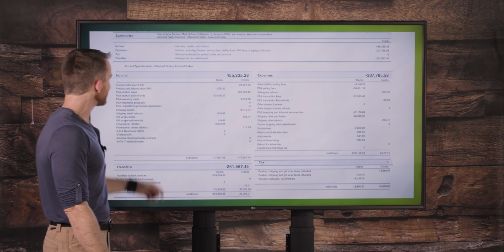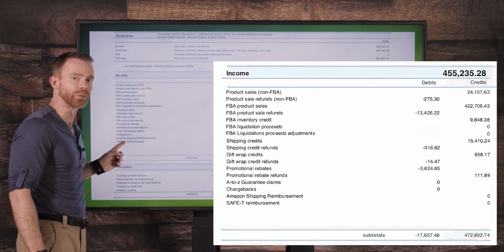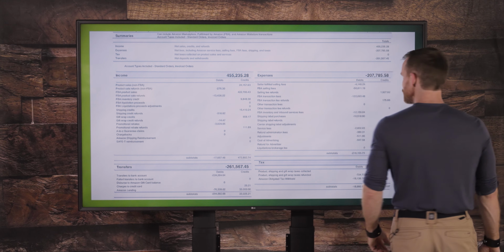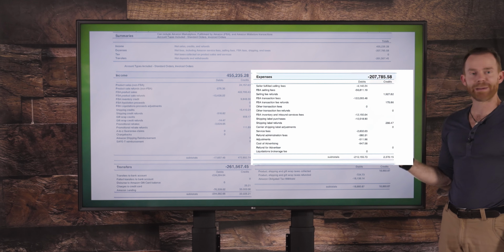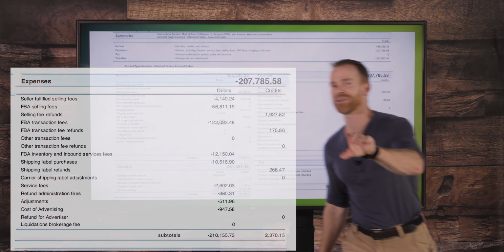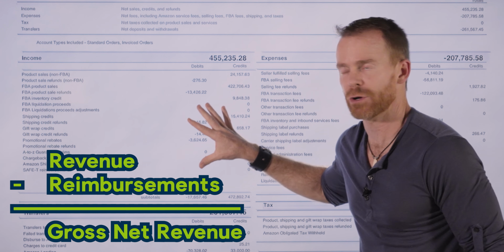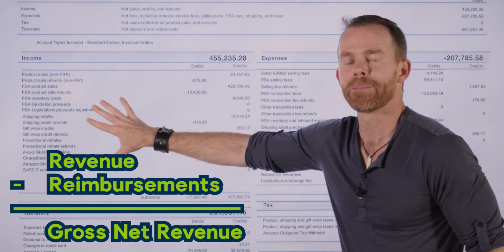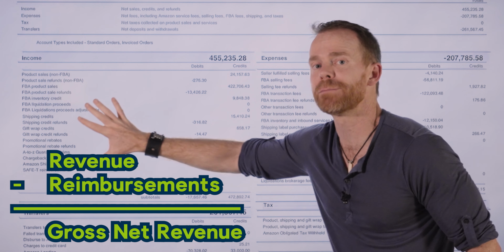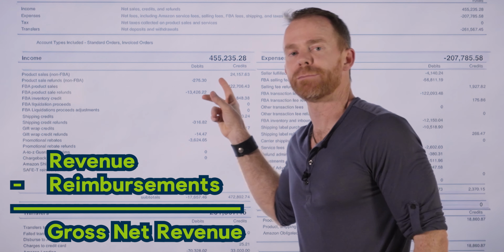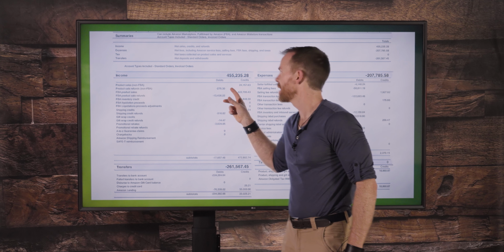Okay, that is everything under income. I hope this is really helpful so far. Now, I'm going to move over to everything under expenses. Here's something you need to know about income. This is net revenue, gross net revenue. This is revenue minus any reimbursement. So this number up here is your full revenue minus reimbursements done to customers, okay?